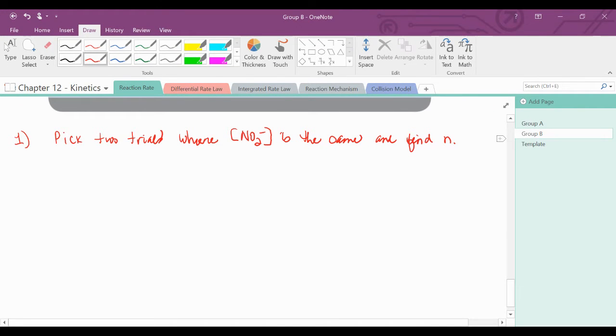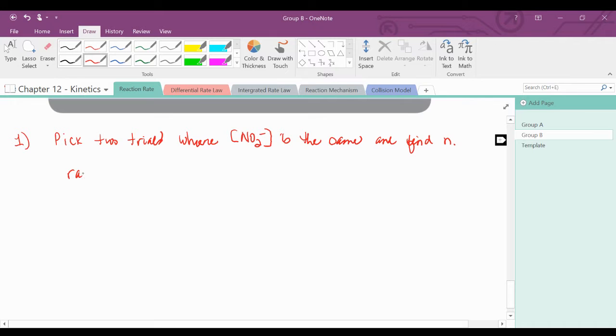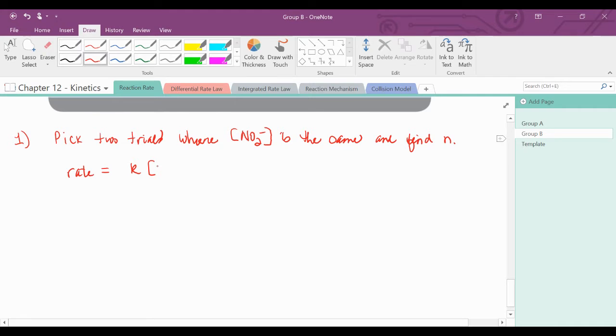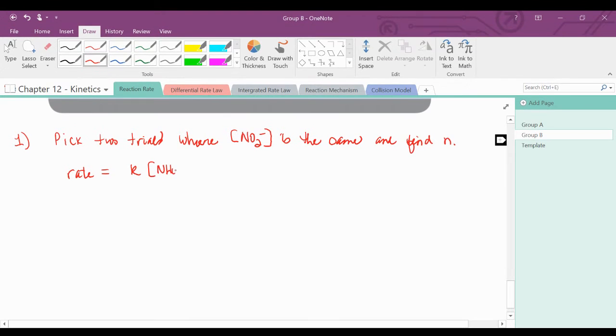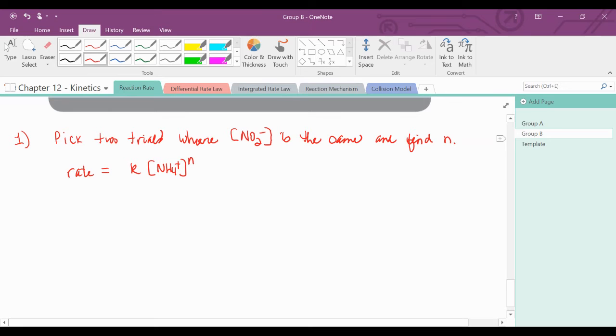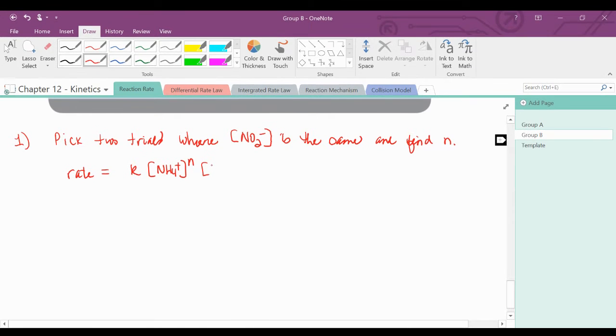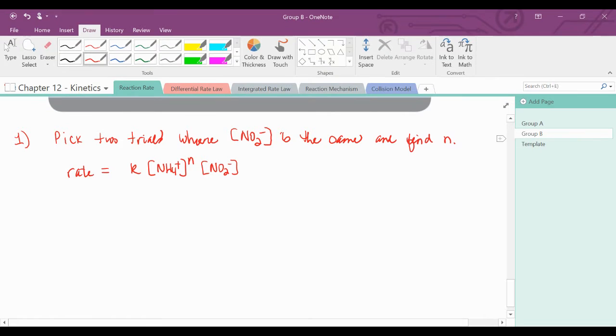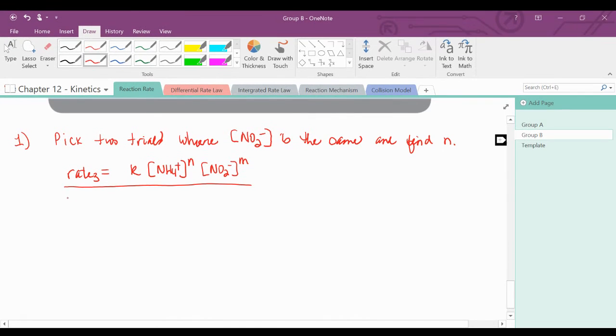Now here's what my rate expression would look like. Rate is equal to k times the concentration of my reactant NH4 plus raised to the order of reaction n, times the concentration of my other reactant, NO2 minus, the nitrite ion, raised to the power, we'll just label it m. Now I'm going to use two trials. The two trials in my data table where NO2 minus has the same concentration are the third trial and the second trial.